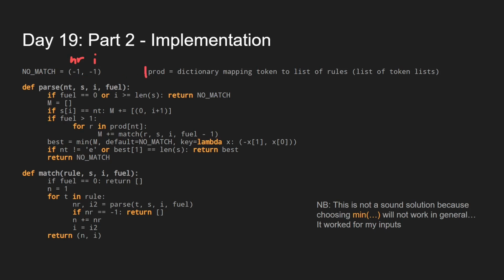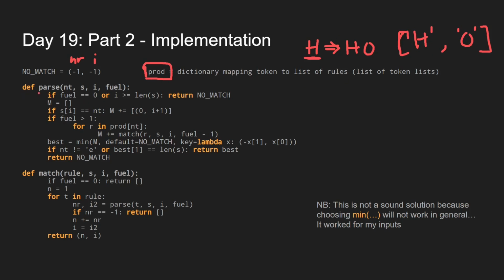Before running this function, we have to compute a dictionary mapping tokens to all of the rules that exist for that token. A rule is just a list of tokens. For example, for the rule H goes to HO, in the dictionary we have the list of tokens H and O. This encodes one rule for the H token.